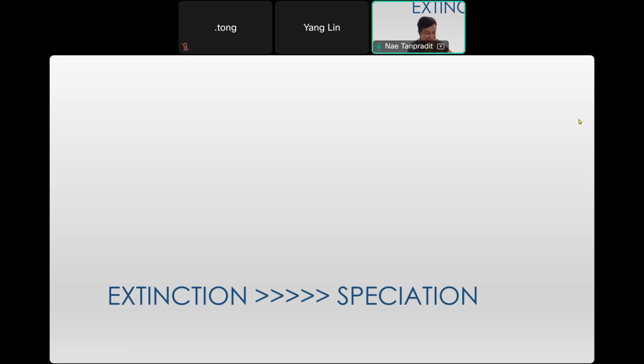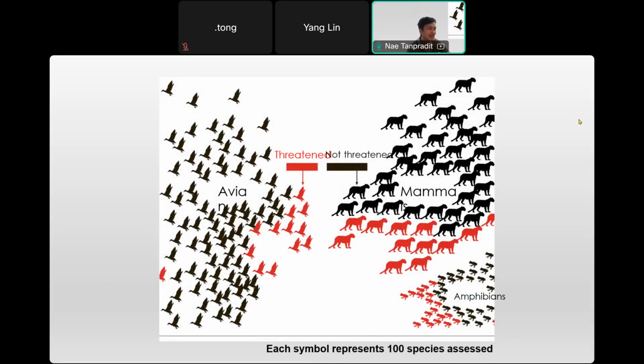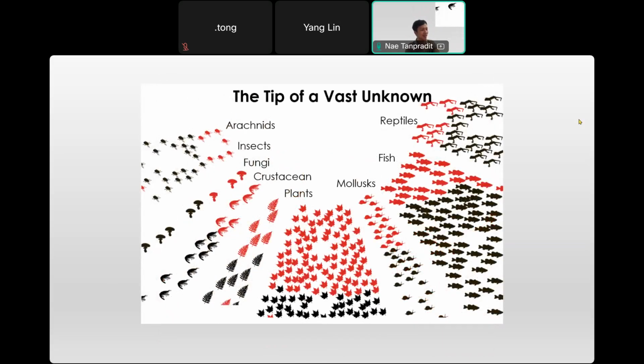You see that the fifth mass extinction is the loss of dinosaurs. All of the dinosaurs in the world vanished, wiped out. But now is the sixth one. We are at the starting point of the sixth mass extinction. This picture shows the proportion of threatened and not threatened species in each group, like avians, the birds, mammals, amphibians, and plants. The majority of the plants are now in danger.